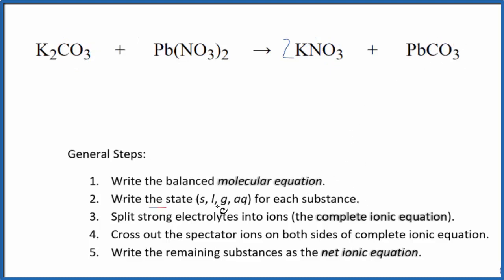Now I can write the state for each substance. Potassium compounds, very soluble. I'm going to put an aq after that. Nitrates are very soluble. And again, we have another nitrate. So these are going to dissolve, dissociate into their ions.